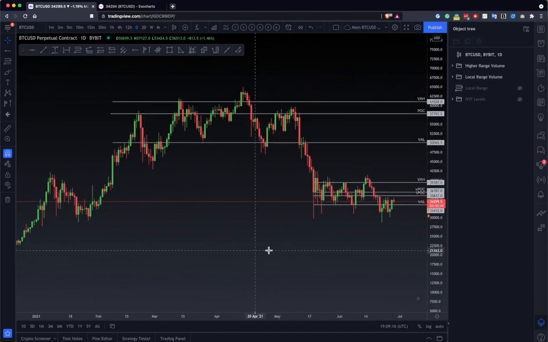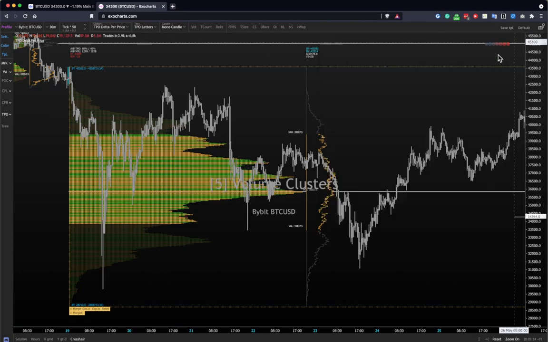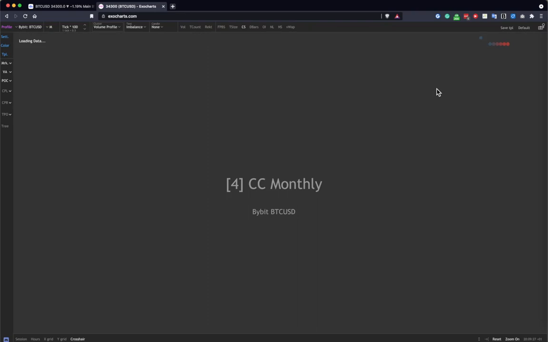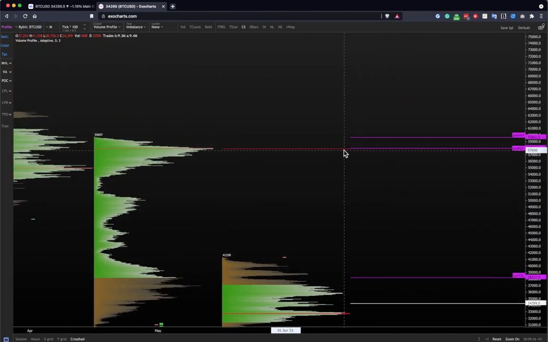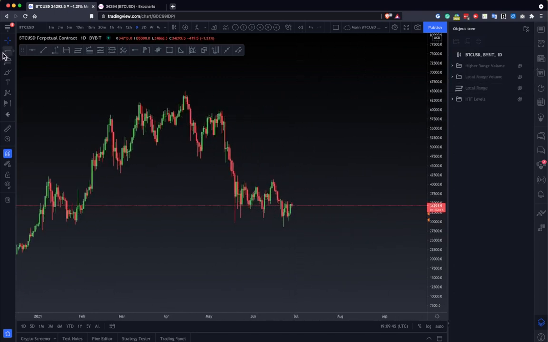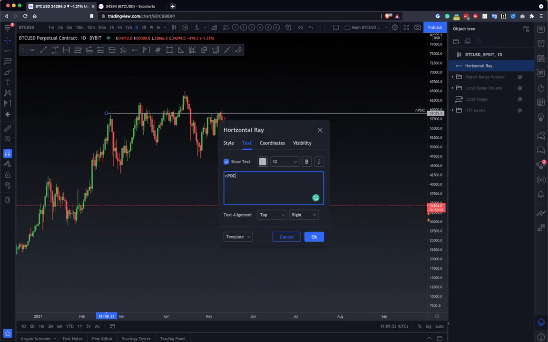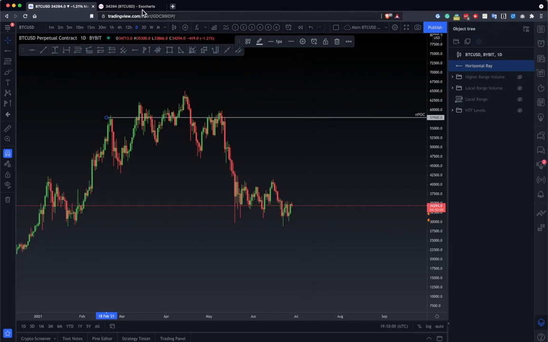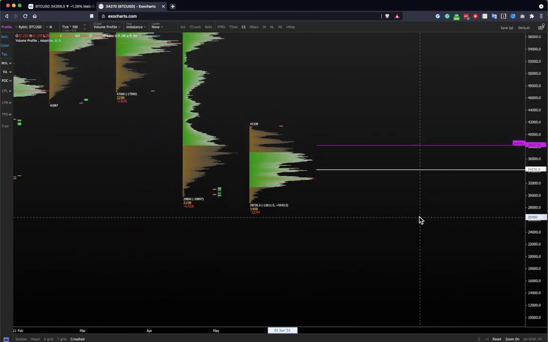Let's check what we have here. Let us get our naked points of control first. $57,900 is our naked point of control. Then this is going once.